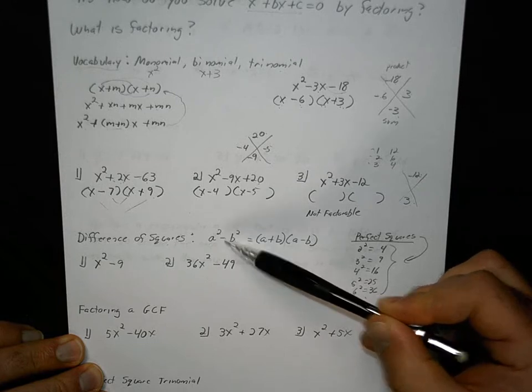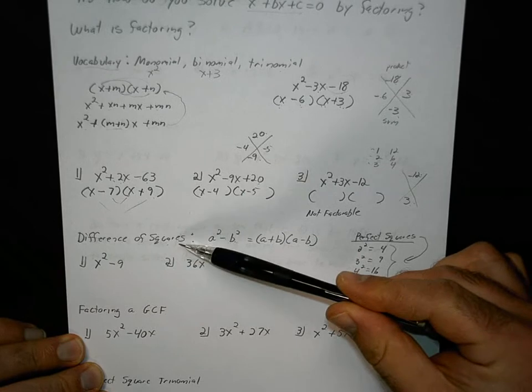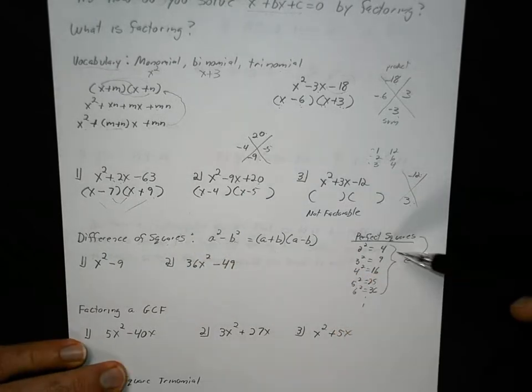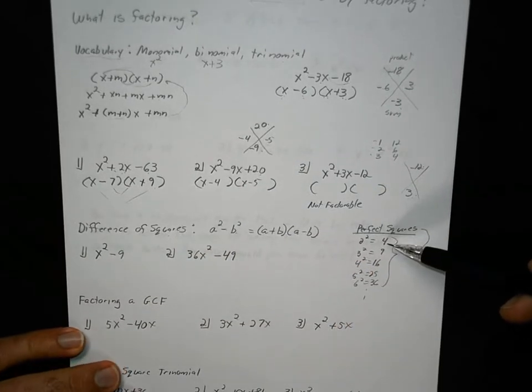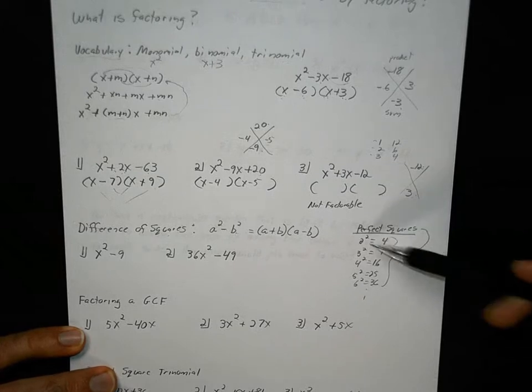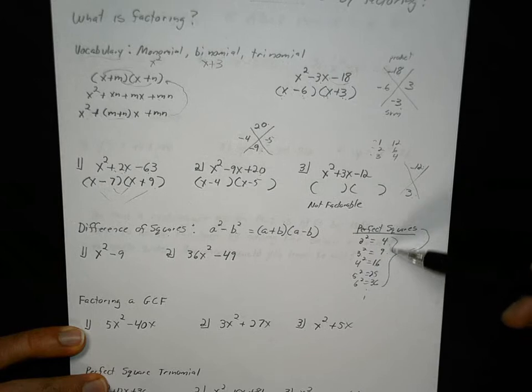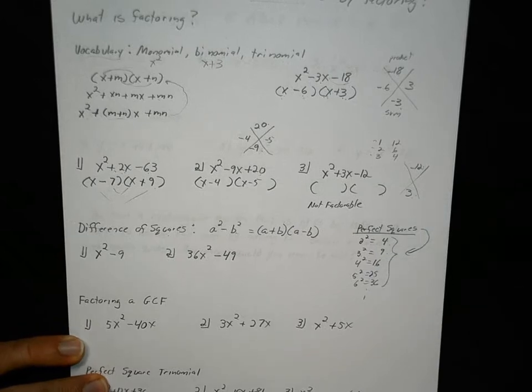If both terms are perfect square numbers and I have subtraction. Subtraction is difference. Okay, so first you need to know what the perfect square numbers are. Well, I've got the start of the list right here. 4 is a perfect square because 2 squared is 4. 9 is a perfect square, and 3 squared is 9, and so on. So those are the perfect squares.